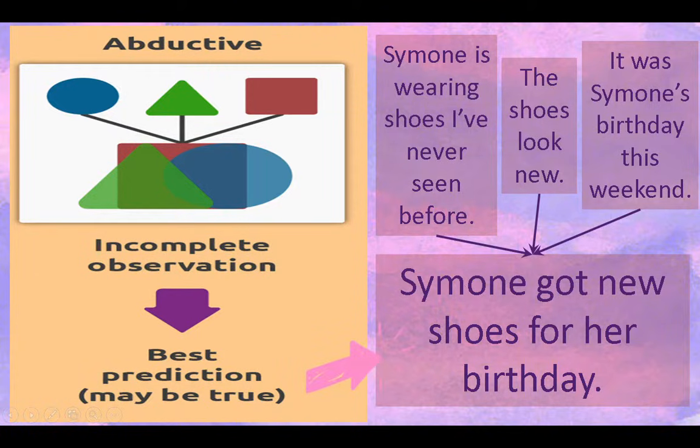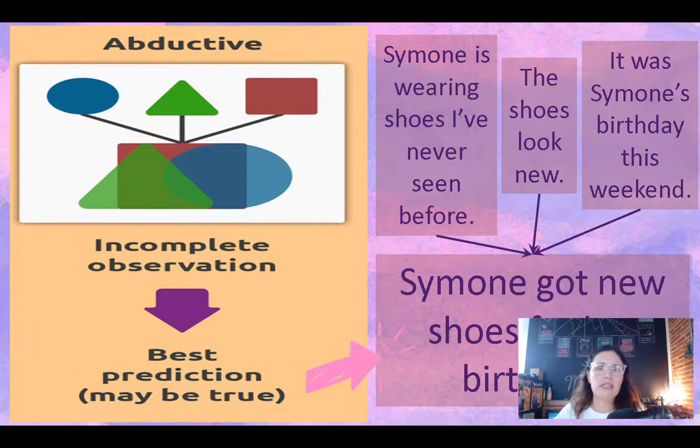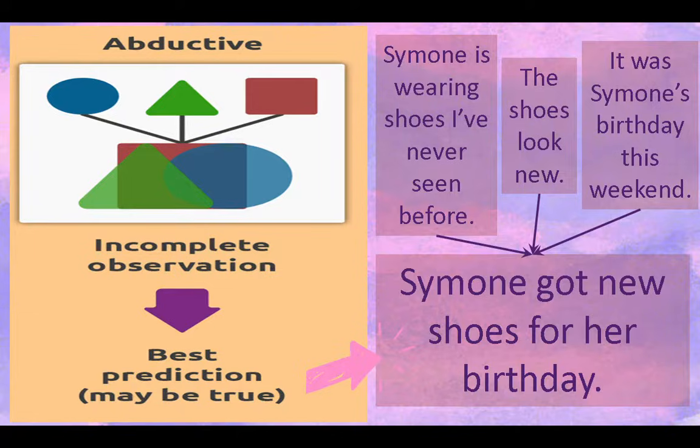Now again, Simone maybe had those shoes in her closet for months and today was just the first time she wore them, or they're not new shoes at all. I've just never noticed them before. With abductive reasoning, you're using observations to make your best guess.